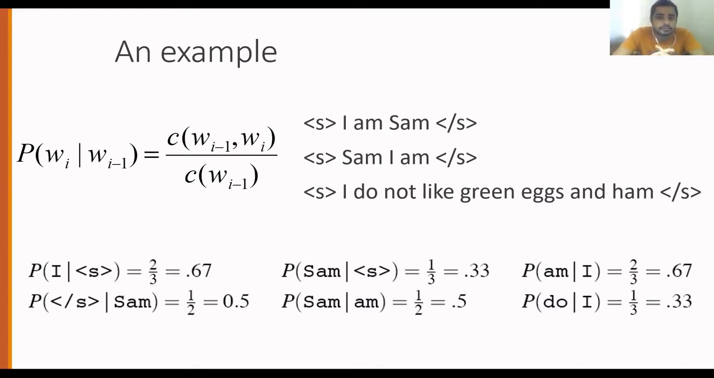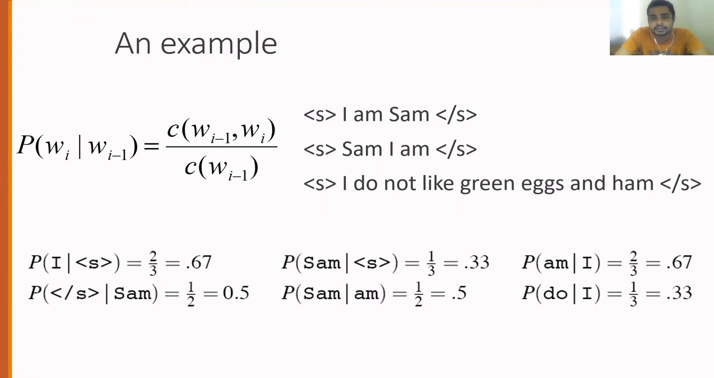So the bigram probabilities for this corpus: the probability of "I" occurring after the beginning symbol is 2 by 3, that is 0.67. And for example, the bigram probability of "Sam" appearing after "am" is 1 by 2, that is 0.5. Because as you can see, the number of times "Sam" appears after "am" is 1, in the first sentence. And the total number of "am" in these 3 sentences is 2, in the first sentence as well as in the second sentence. So the probability is 1 by 2, that is 0.5.